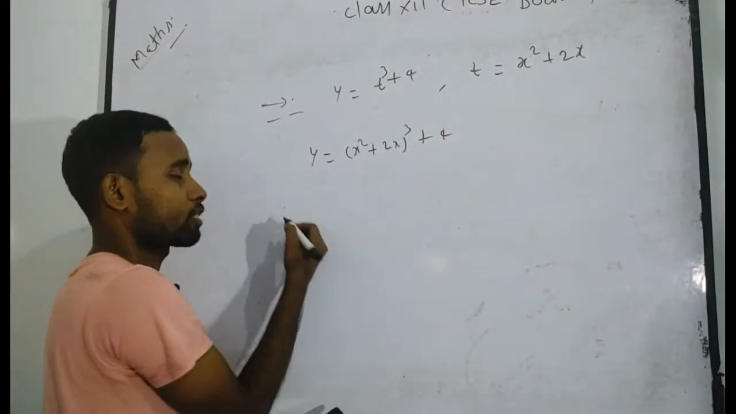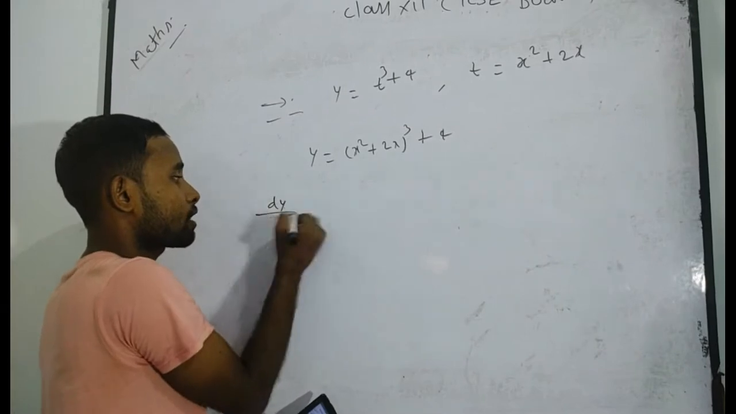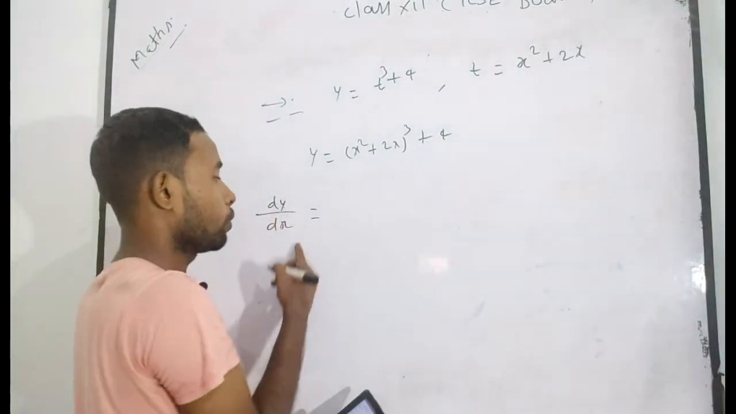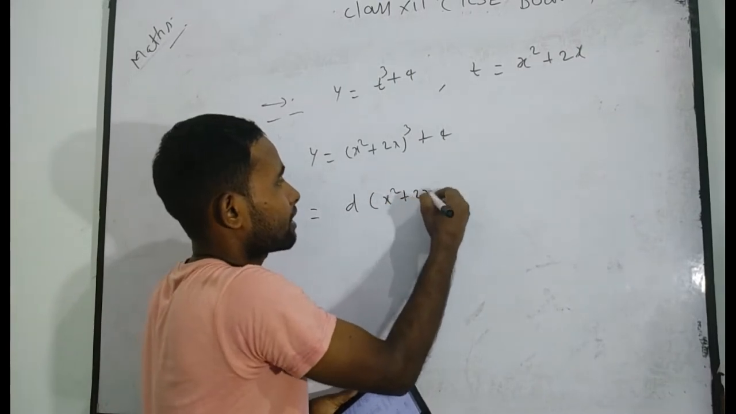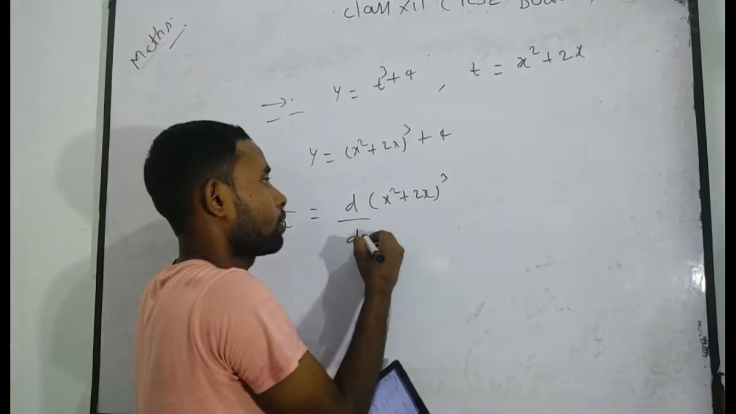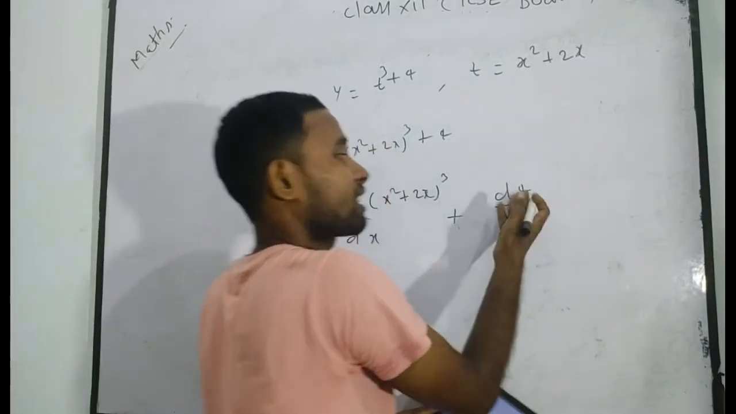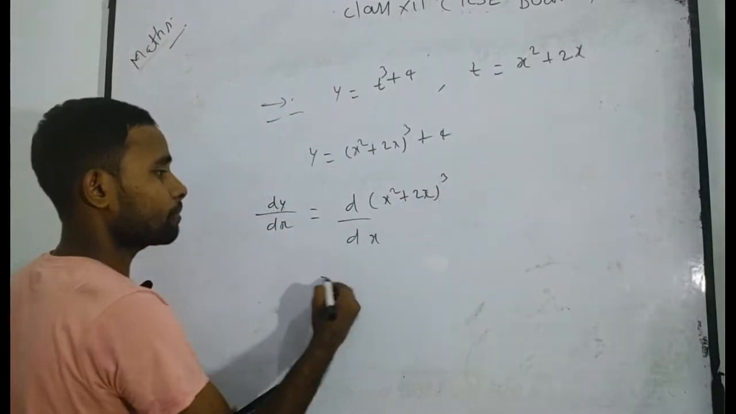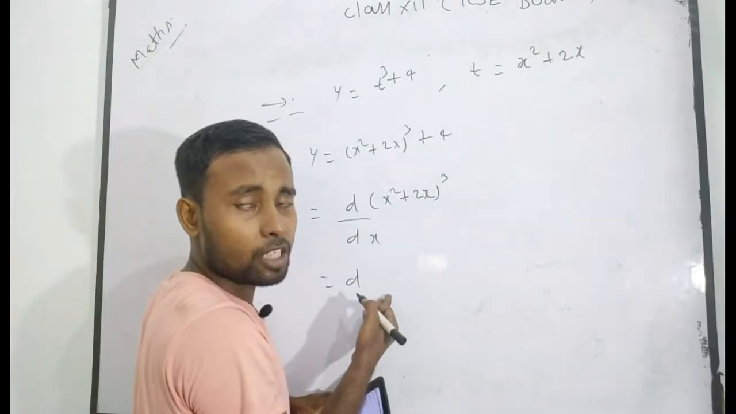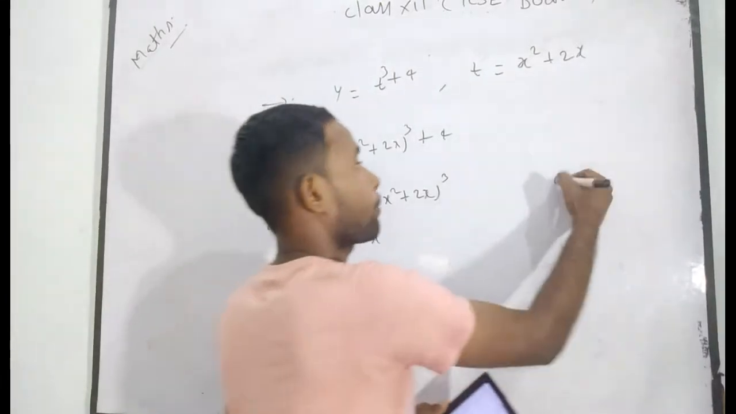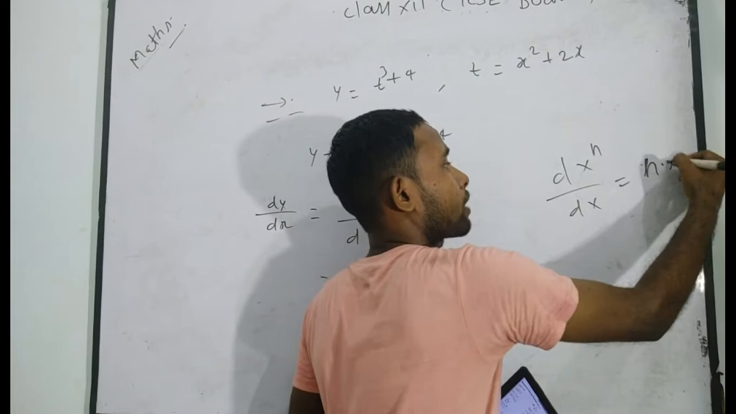Simply now you have to differentiate, as you know that you have to find only dy/dx. So simply write here, differentiating on both sides with respect to x. You will get dy/dx, which will be the derivative of (x square plus 2x) whole cube with respect to x, and the derivative of 4 with respect to x. As you know that this is a constant, you can leave it alone. Now I want to differentiate with respect to x, but it cannot be differentiated directly, because it is in the form of the derivative of x to the power n with respect to x, which will be n into x to the power n minus 1.